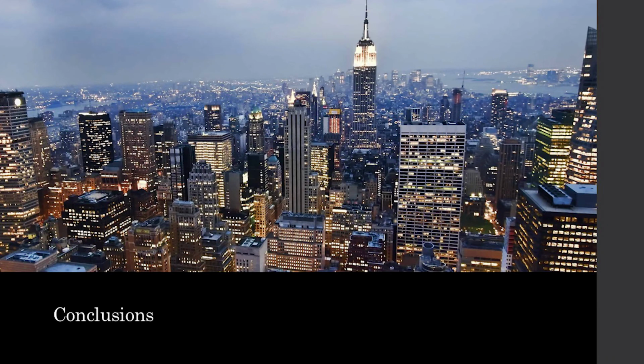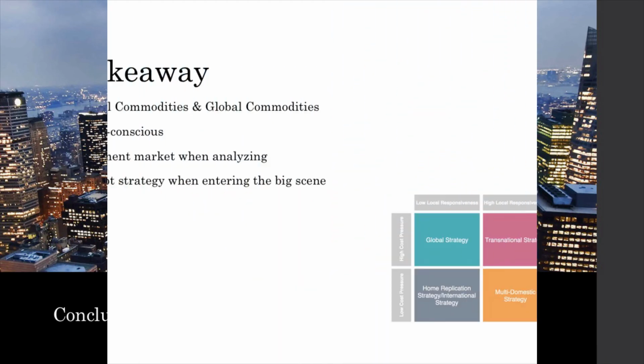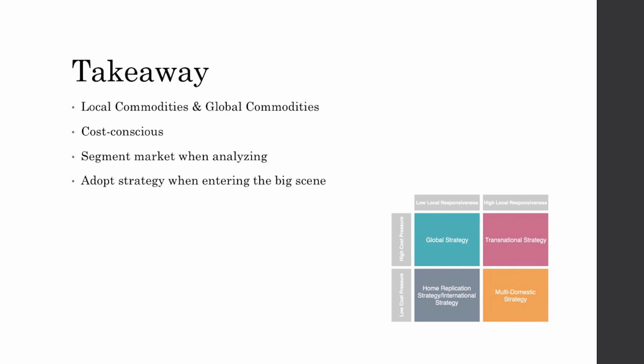In conclusion, I have several takeaways from this material. First, a firm should consider if they are selling a local or global commodity. A standardized commodity that caters to different markets is the most ideal. Secondly, the firm should pace themselves and be cost-conscious. Even a big transnational firm like Starbucks didn't build up their empire in one day. Third is to use the cost responsiveness trade-off to both segment a company's global market when analyzing for a global market entry and to adopt the most fitting strategy to better shape themselves to fit into the global scene.